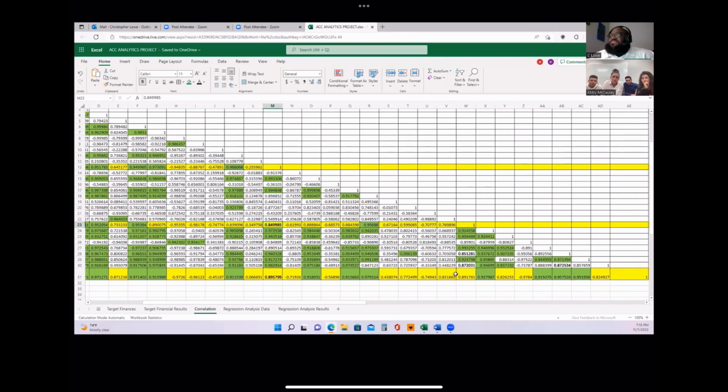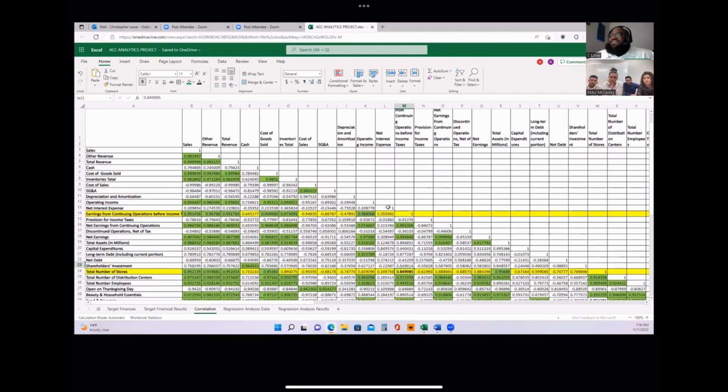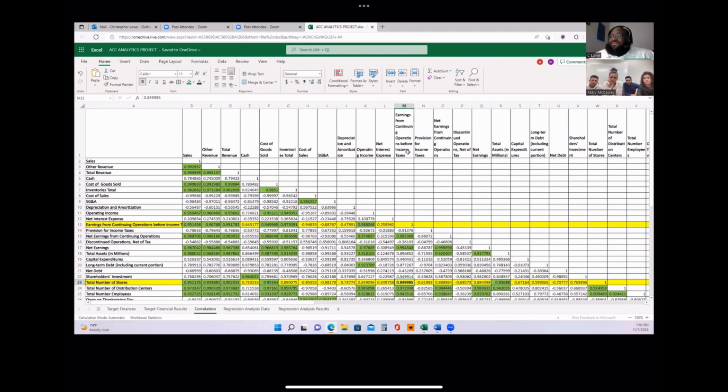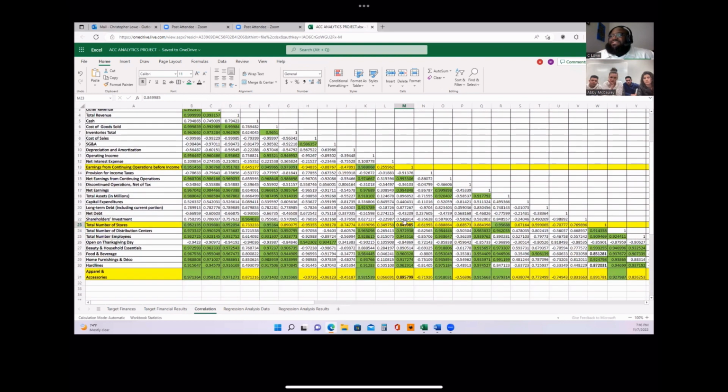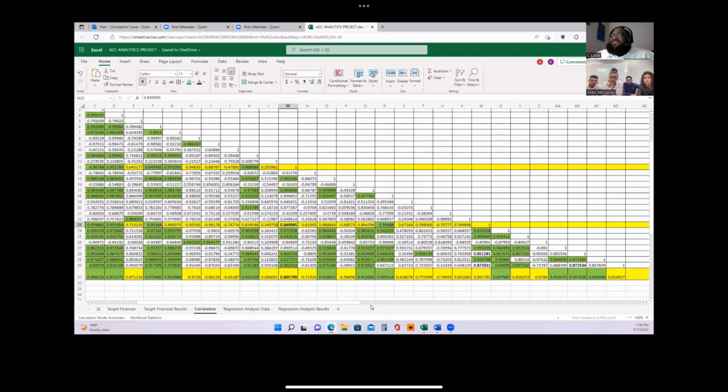Am I correct? Right. So for instance, under earnings from continuing operations before income taxes, it is correlated with total number of stores, but it's under 0.90, so it was a good variable. Also, it was correlated with apparel and accessories, but it was under 0.90, so that made it also a good variable.